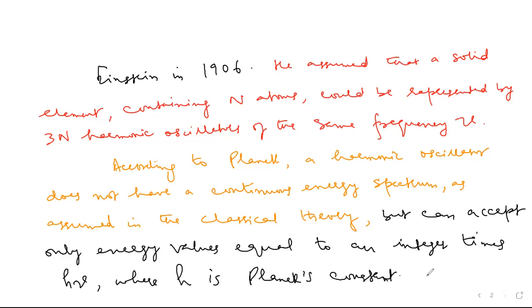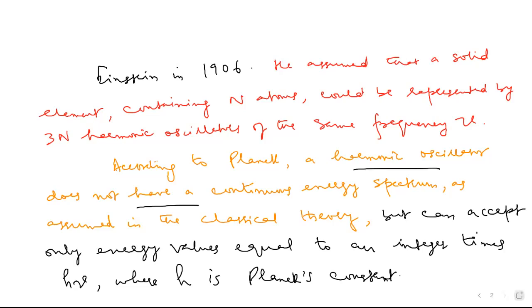As you know from your previous semesters, this idea of quantization of energy for harmonic oscillator was used by Planck to explain the spectrum of black body. Now Einstein used the same idea to explain the specific heat of a solid.